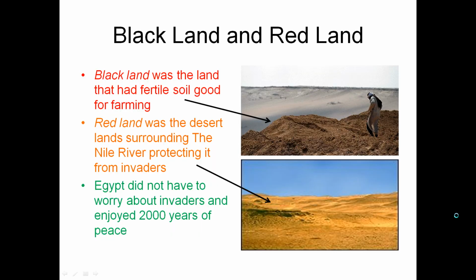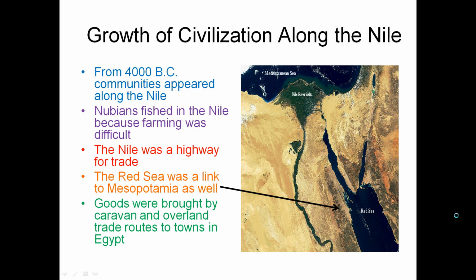Now, there are 2 kinds of land. They refer to it as black land and red land. Black land was the land that had fertile soil, good for farming. Red land was the desert land surrounding the Nile, protecting it from invaders. Egypt did not have to worry about invaders and enjoyed 2,000 years of peace. The desert really protected the civilization of Egypt around the Nile River. And that was one of the reasons why it was able to have such a long civilization.